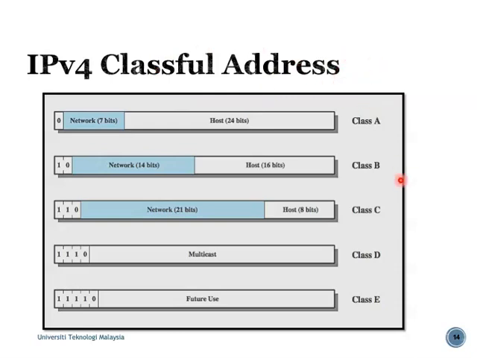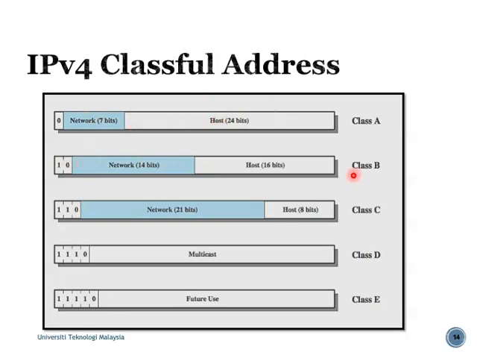Okay, we look at them one by one. For the first class, class A, the first bit from the left is 0, and this is fixed. The next 7 bits are dedicated to the network, and the next 24 bits are dedicated to the host. So basically class A is for a few networks with many hosts. This is for really large organizations that have many hosts.